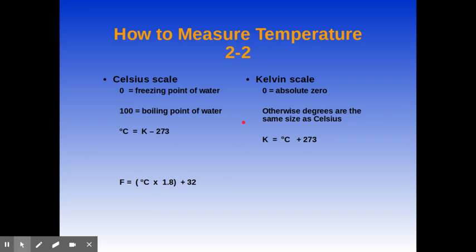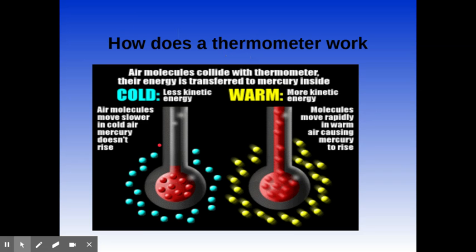So the degrees of Kelvin and Celsius are the same. If you go up 1 degree Kelvin, you go up 1 degree Celsius. The only difference between the two is Kelvin is always 273 degrees higher than Celsius. So if you measure something in the lab in Celsius on the thermometer and you want to convert it to Kelvin, you just add 273. If you have something in Kelvin and you want to go to Celsius, you just subtract 273. It's that easy.